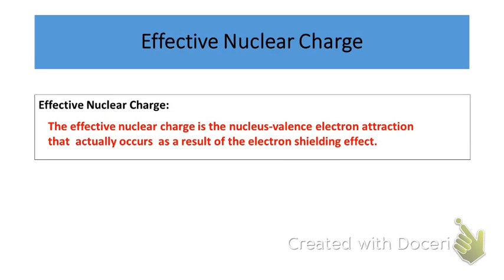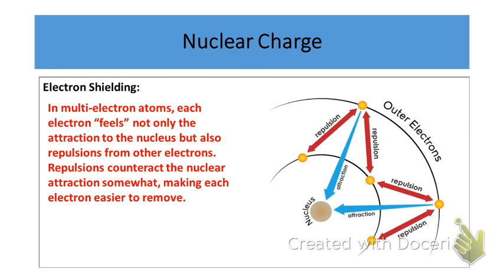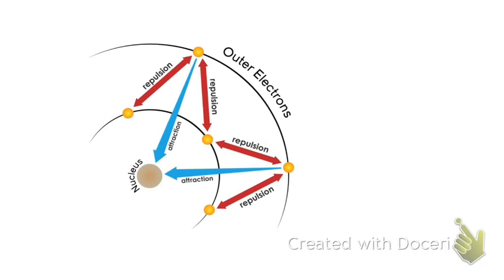Now, new terminology: effective nuclear charge. Because of the shielding effect, the nuclear charge is really known as the effective nuclear charge. The effective nuclear charge is the nucleus-valence electron attraction that actually occurs as a result of the electron shielding effect. I really want to make sure that you understand this, so let's look at it again really quickly before we go on.